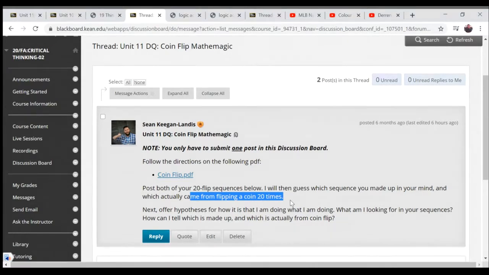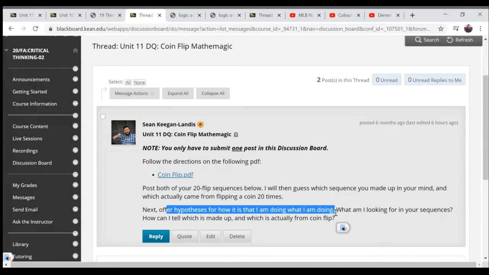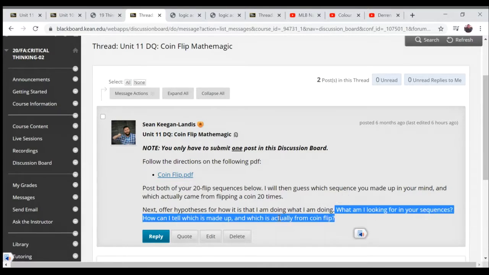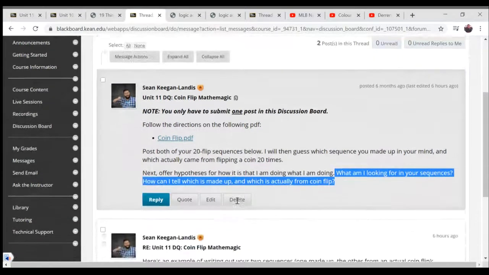I want you to try to fool me if you can, but if you can't fool me, I will show off my skills. And then the only other thing you have to do for your post is to offer some explanations, some hypotheses. Think abductively for how it is I'm doing what I'm doing. Am I actually a math magician? Am I able to read your mind? What am I looking for to try to figure out which one came from your mind and which one came from actually flipping a coin?